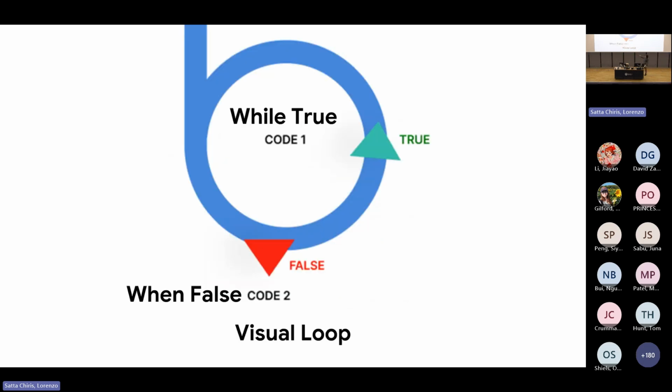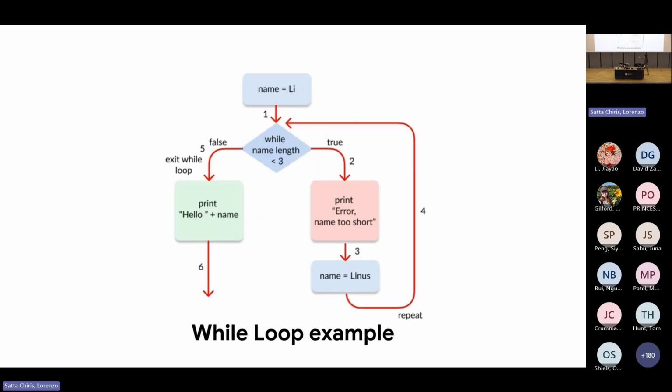If you remember, here, this is the false condition. I exit. You can think about it like a roundabout. I keep going on the roundabout, and then when I get the exit, I go out. So then I print, hello, Linus, and then I go out and I continue. Maybe I do other actions.